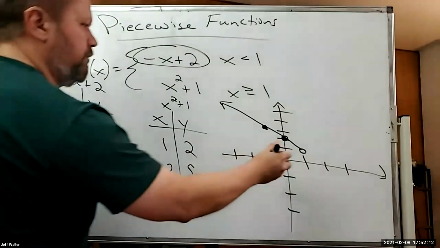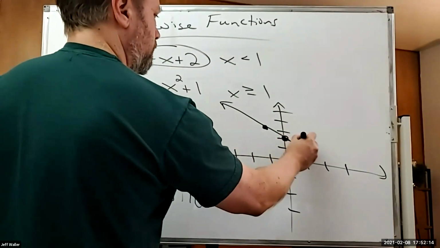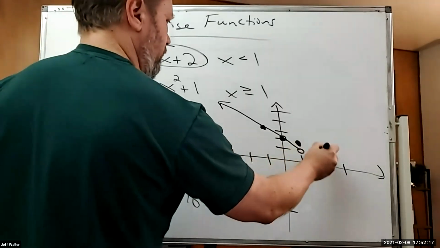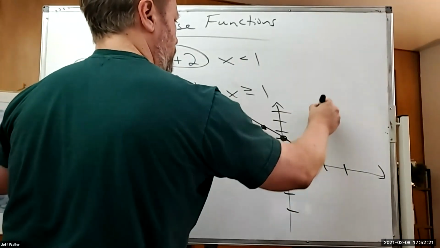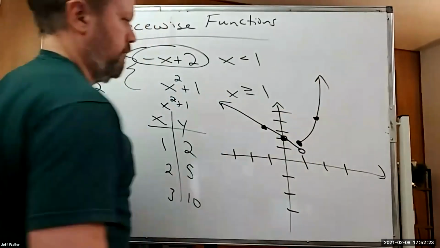Now here, 1, 2, 2, 5, 3, 10 would be where they hold there. Who cares? And then it's parabolic. There you go.